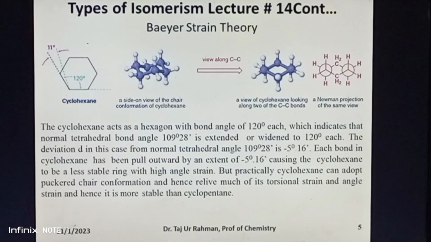In case of cyclohexane, which acts as a hexagon with a bond angle of 120 degrees and which has been widened or extended by minus 5 degrees 16 minutes on each side from the normal tetrahedral bond angle of 109 degrees 28 minutes. This would cause cyclohexane to be a less stable ring with high angle strain, but practically cyclohexane can adopt the puckered chair conformation and thus relieve much of its torsional strain and angle strain, and thus is more stable than cyclopentane.